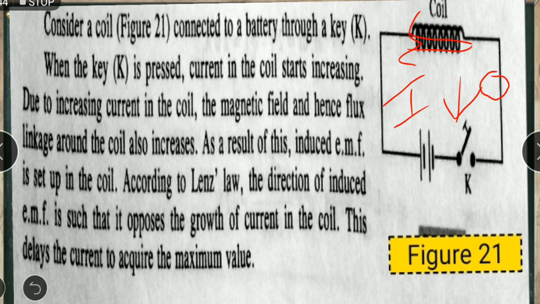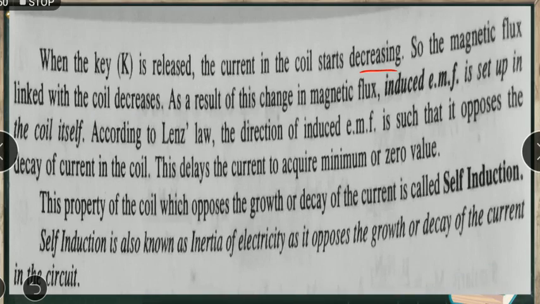Okay, here slowly it comes to zero. The property of the coil which opposes the growth or decay of the current is called as what? Self induction. Okay, so self induction, it always opposes either the growth or decay.